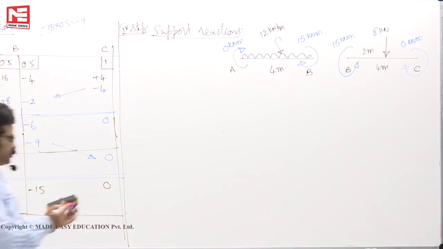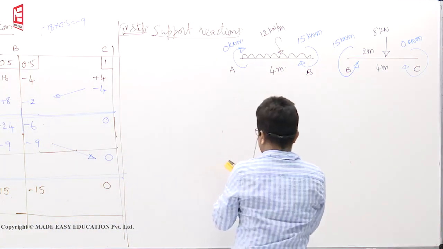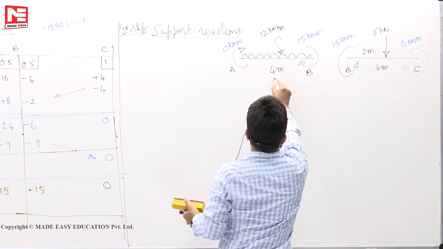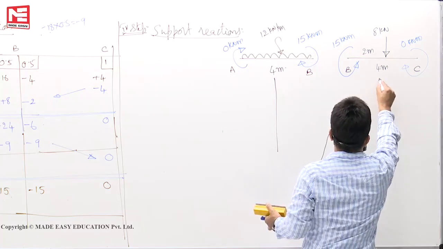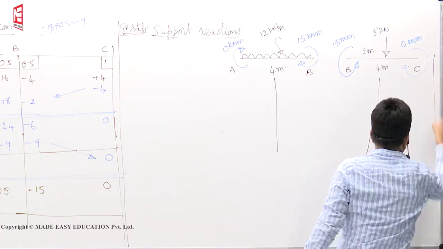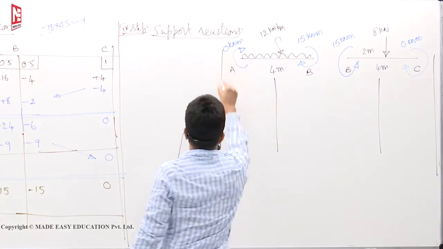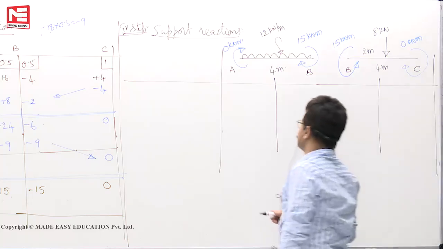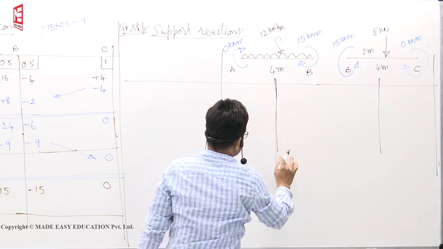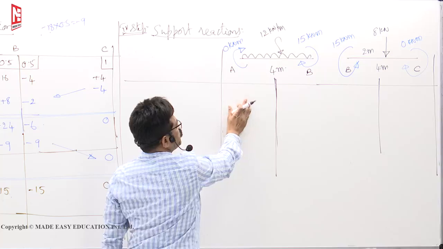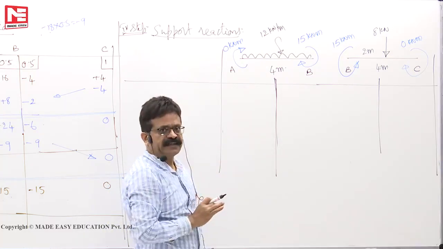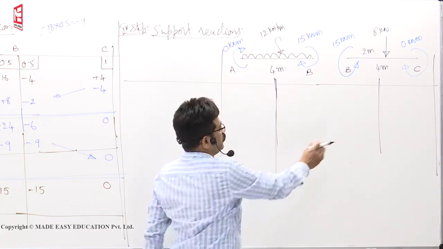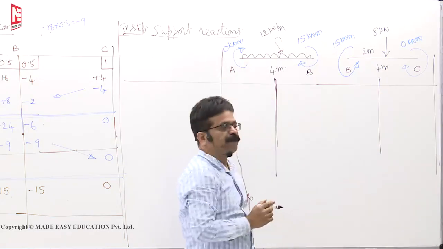Now, the principle of superposition. See here, at the center of AB you draw one line, at the center of BC you draw another line, at the end of C draw one line, and left of A you draw one line. Now you will get boxes like this. This box is for the reaction at A. This box is the reaction at B. This box is for the reaction at C.